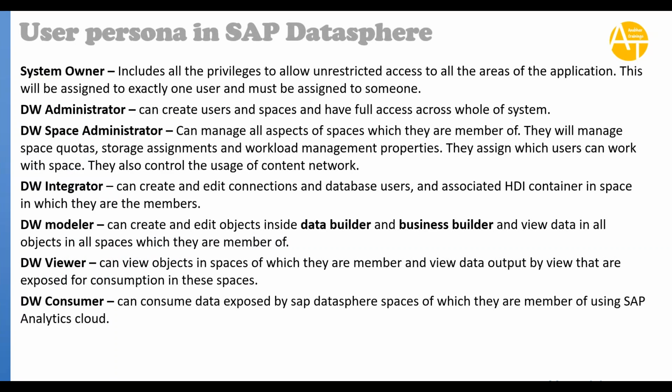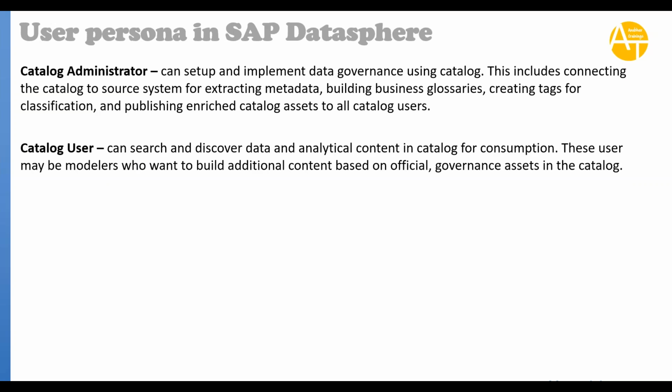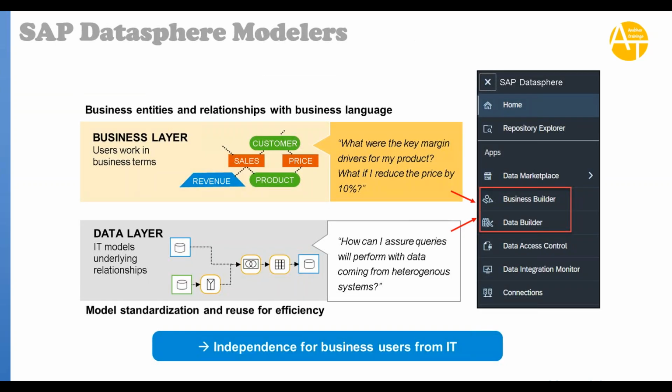Then we discussed the different system roles: the system owner, who is the owner of the system, the database warehouse administrator, space administrator, integrator, modeler, viewer, and consumer. We also talked about catalog admin and catalog user roles.